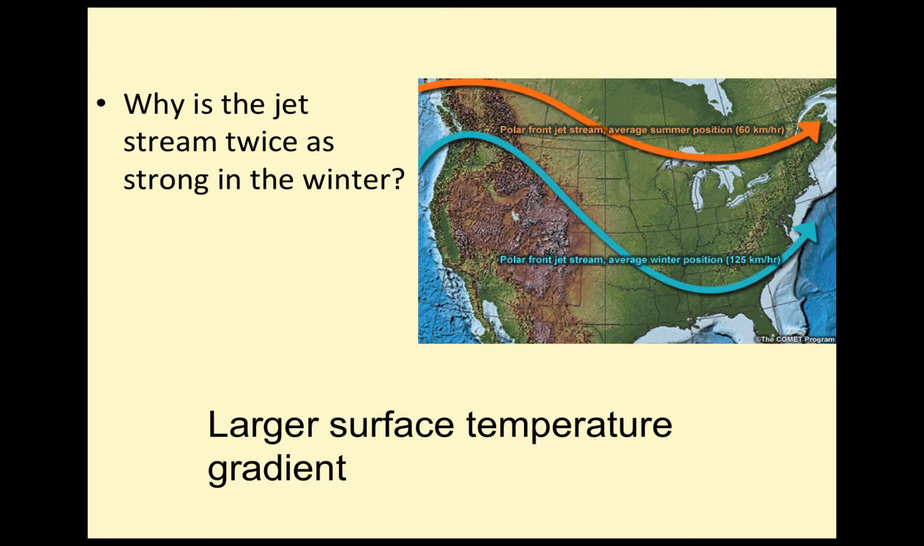Simply because that surface temperature gradient is larger in the winter. There's a bigger change in temperature between the subtropics and the pole during the winter time when the Arctic's really very cold. Therefore, that drives a really strong pressure gradient aloft, which drives a really strong jet stream during the winter time.